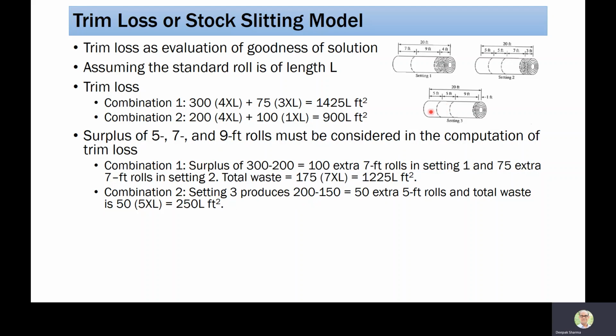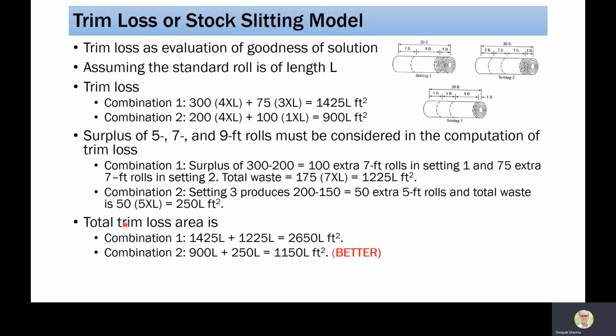Because if you look at setting 3, we are making 2 quantities of 5 feet. So since we are making 100 units of setting 3, in 1 unit there are actually 2 5 feet rolls which are getting wasted. So that's why we have written 200 minus 150. So if you look at the total trim loss area, combination 1 is 1425 plus 1225, so 2650 L feet square. Combination 2 is 900 plus 250, which is 1150 L feet square.